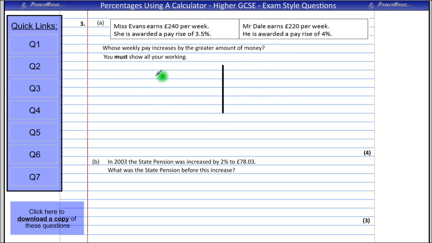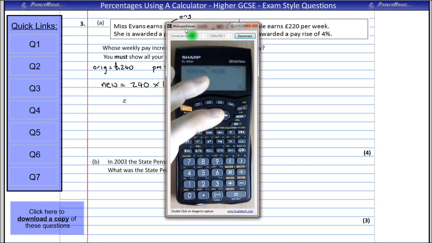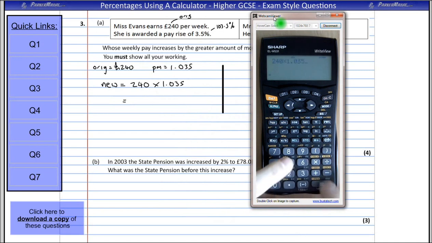So let's work out how much Miss Evans earns after her pay rise. So the £240 here, that's the original. A 3.5% increase is the same as now earning 103.5%. So let's write down what we know. We know the original is 240. The percentage multiplier, well, let's use this 103.5%. Turn it into a decimal, we get 1.035. So the new amount is equal to the original 240 multiplied by our percentage multiplier. And that gives us 248.4.